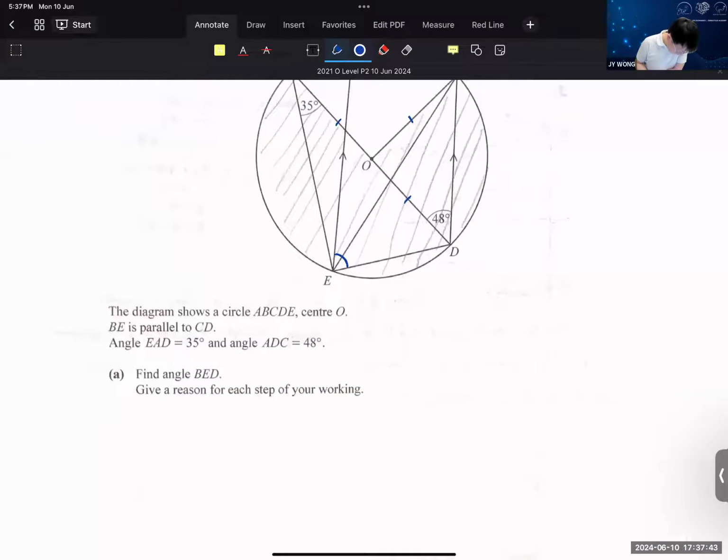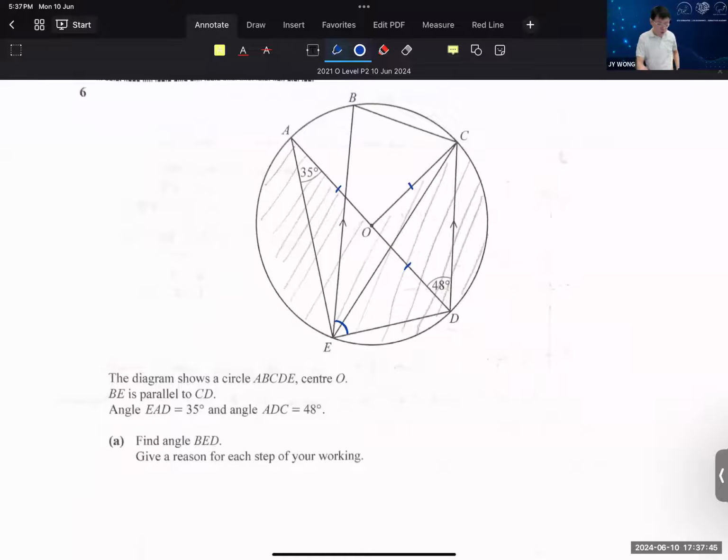So let's ask ourselves, EAD is 35. Where is the angle in the same segment in this case? Here. This is bound by the minor arc ED, right? And this is bound by the minor arc ED as well. That means this angle and the 35 are angles in the same segment.